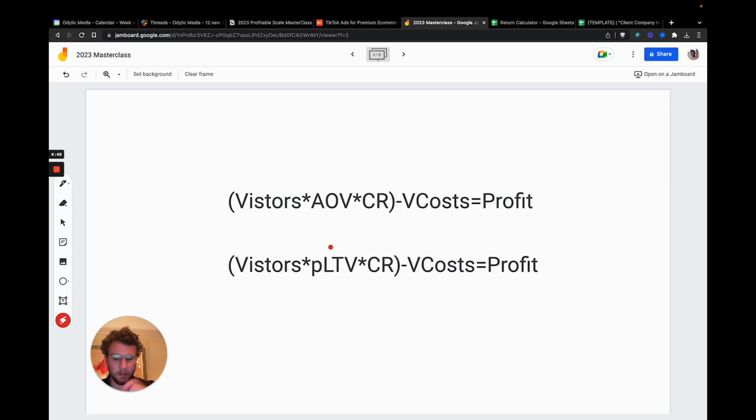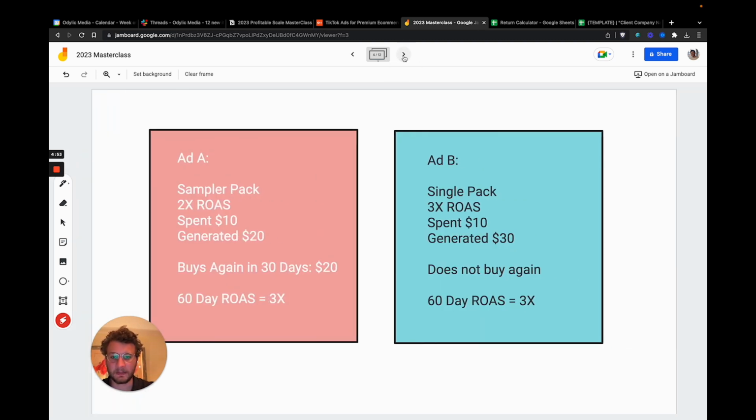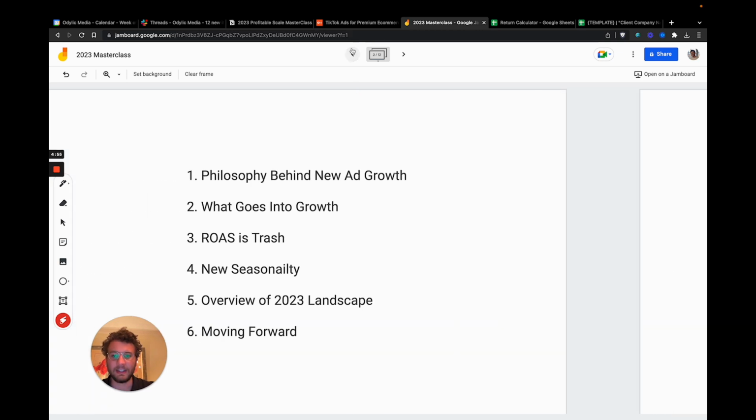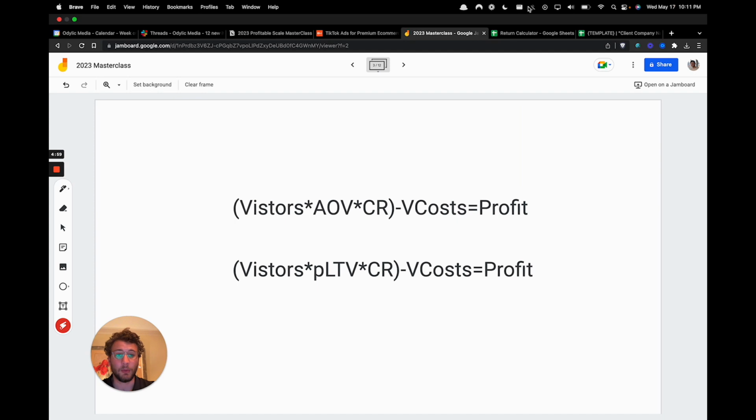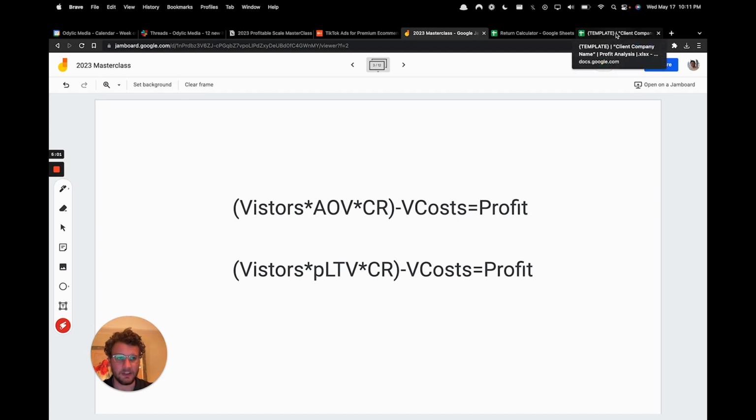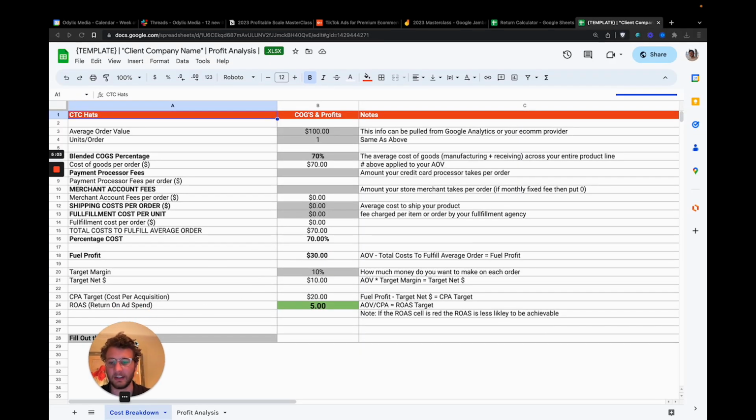But again, we'll get more into that later, but it's just something to note for now, okay? Cool. So let's get into the next section here, which is what gets into ad growth and really what those numbers look like. So again, in general, we need to understand COGS. We need to understand all these things.